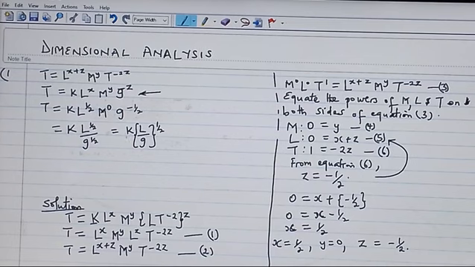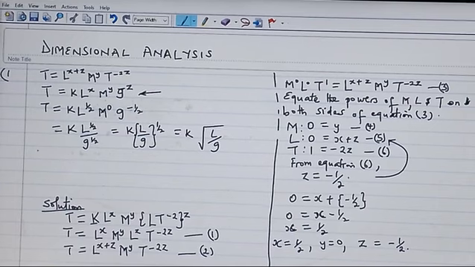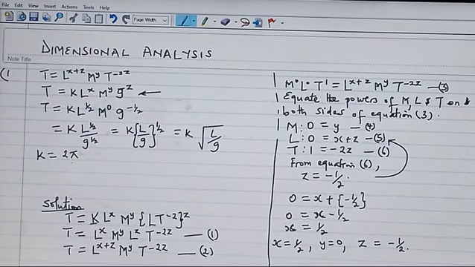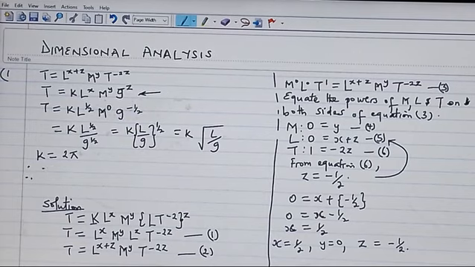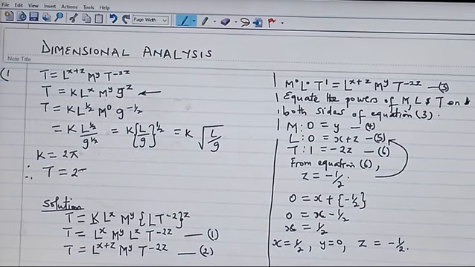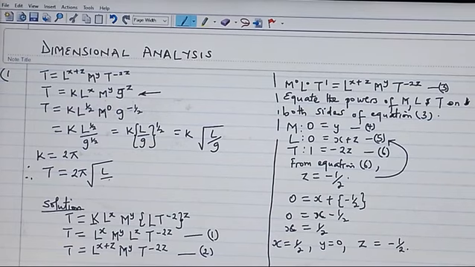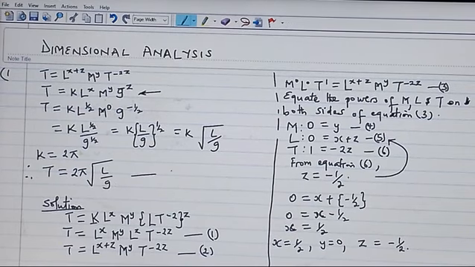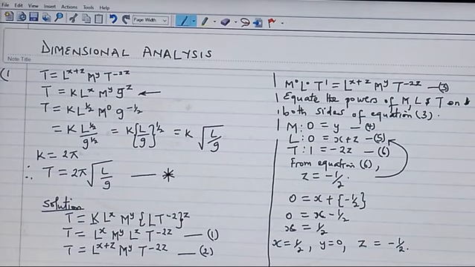Any quantity raised to the power of half is the square root of that quantity. So this will be equal to K square root of L over G. But initially, we are told that K is equal to 2 pi. Therefore, our period T is equal to 2 pi square root of L over G. This equation is the equation for the period of a simple pendulum. So we have used dimensional analysis to obtain an expression for the period of a simple pendulum.